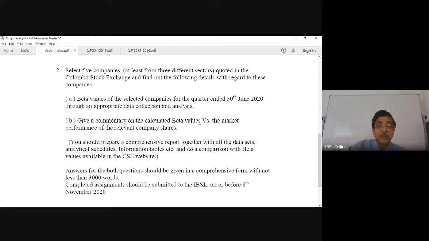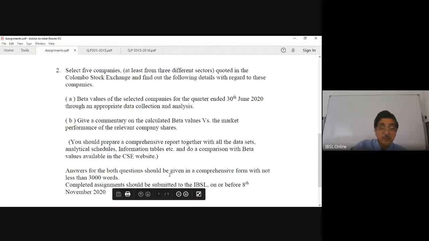Give a commentary on the calculated beta values versus the market performance of the relevant company shares. Now, this is not a very straightforward thing, but a very comprehensive thing. You should prepare a comprehensive report together with all the data sets, analytical schedules, information tables, etc., and do a comparison with beta values available on the CSE website. The beta values are available on the website, but you are not going to take those beta values and put them here; you have to calculate on your own, right? That is why there should be a comparison between your calculated data and the website data.